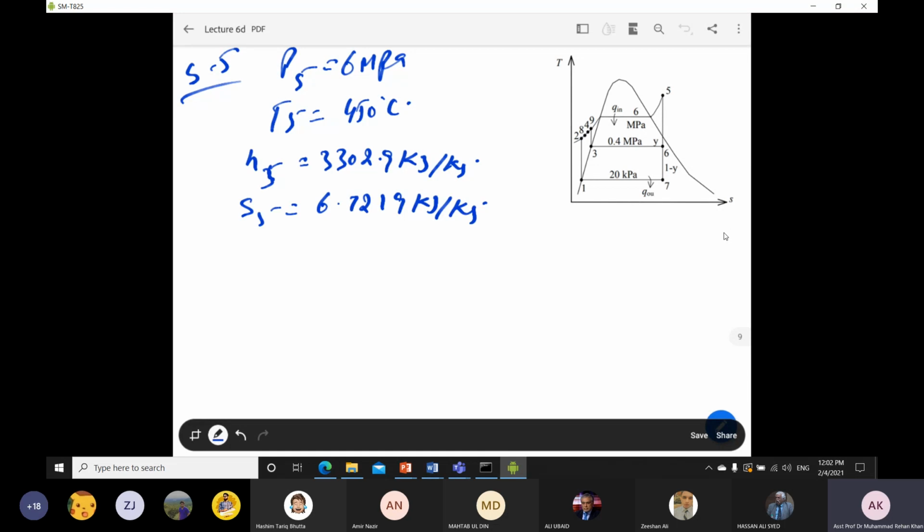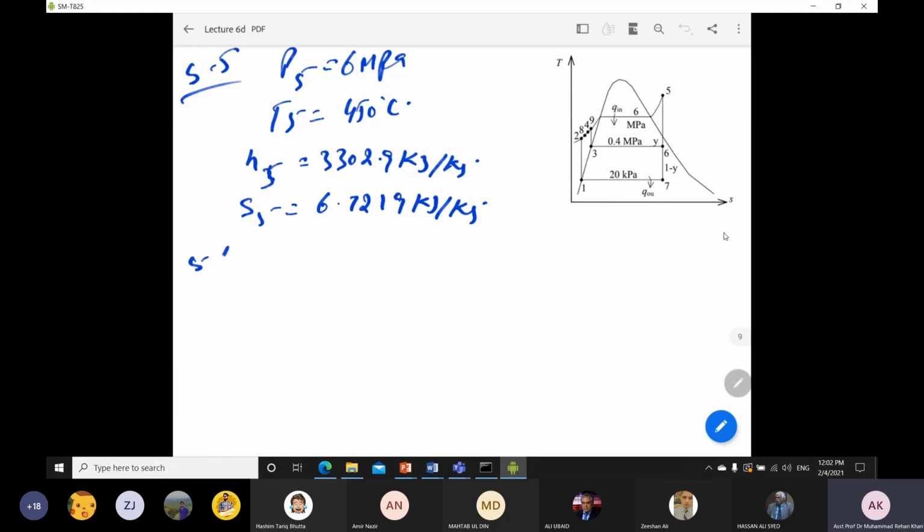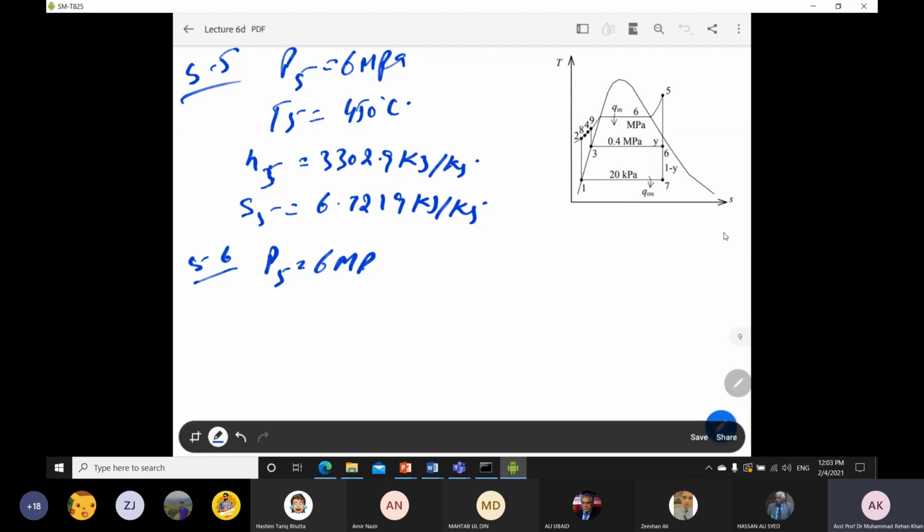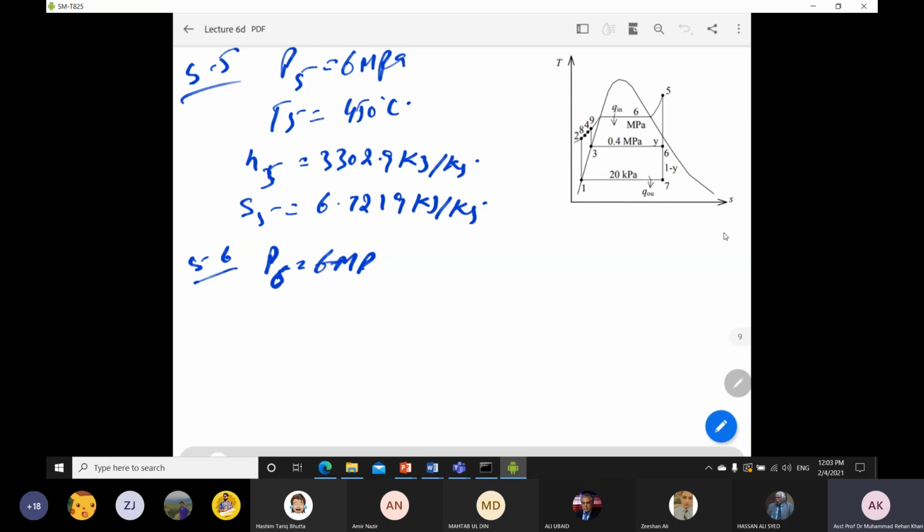So now coming towards your point number 6. So point number 6, we do not know whether it will be inside the dome or outside the dome when we draw the TS diagram. So you have to judge it by yourself, and we will see how we can judge it. Okay, so state number 6, the pressure P6 is equal to 0.4 megapascal.